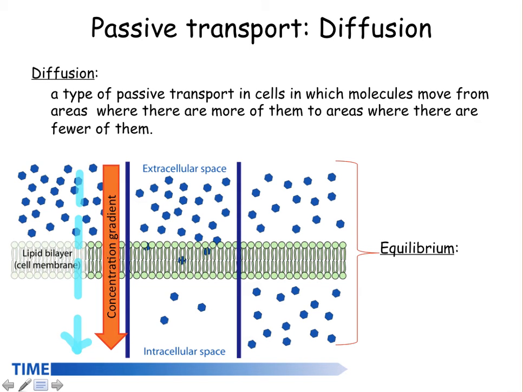Again, it is similar to the idea of going with the flow by floating down a river in the inner tube. It does not take any energy for these molecules to move in their natural direction with the concentration gradient.